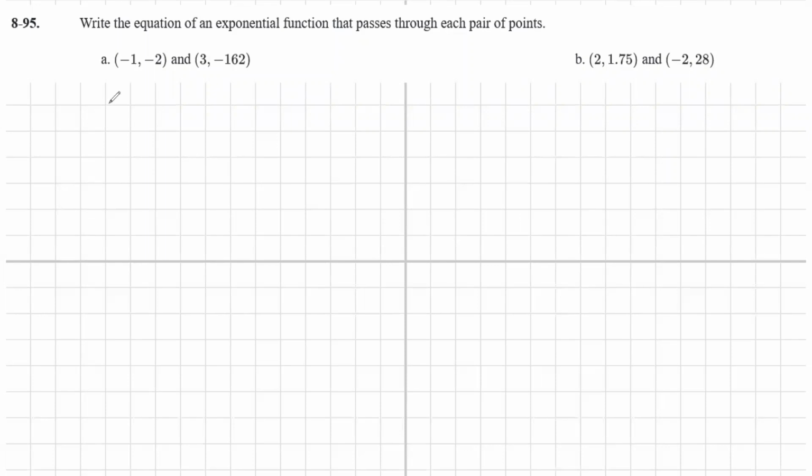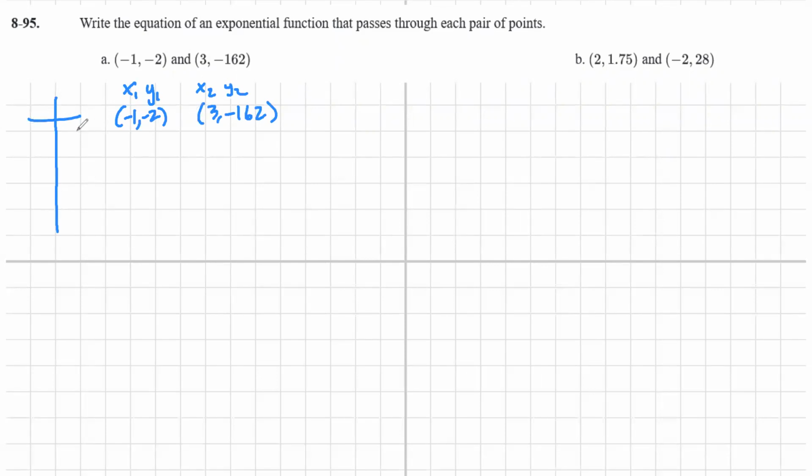Okay, so here's our x1, y1, and x2, y2. These are 2 points, right? I like to make a table. If you haven't copied down these points, go ahead and copy them down. -1, -2, and 3, -162. Those are our 2 points, right?